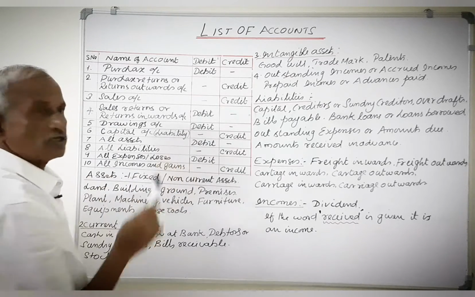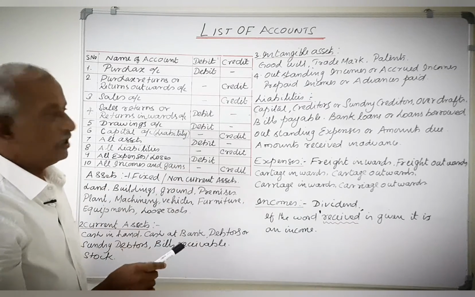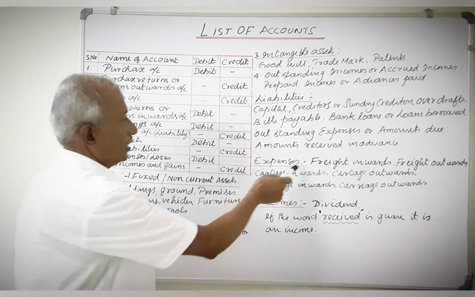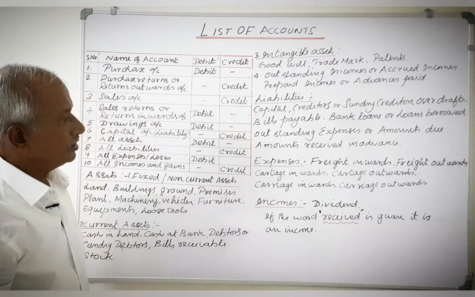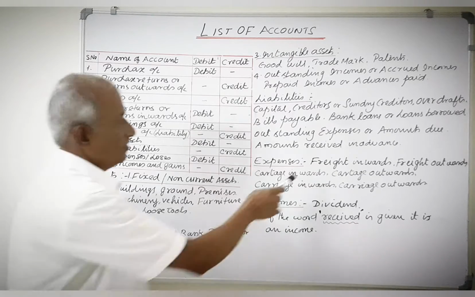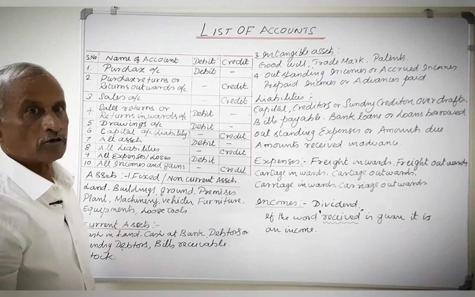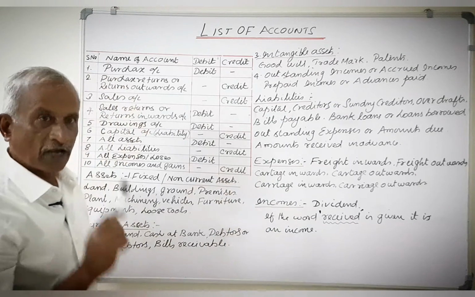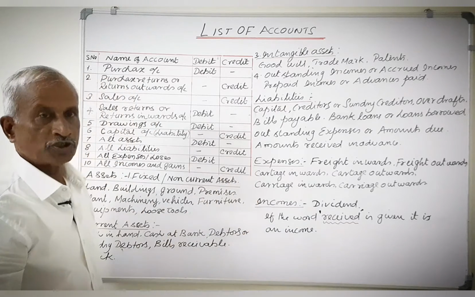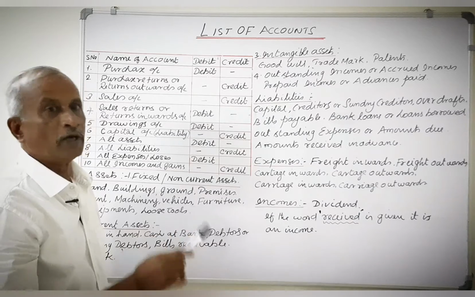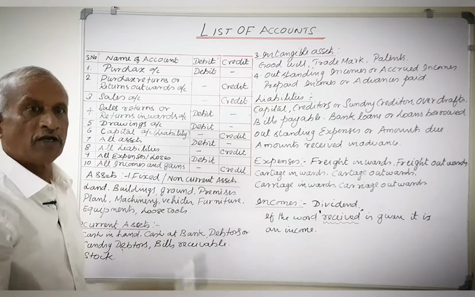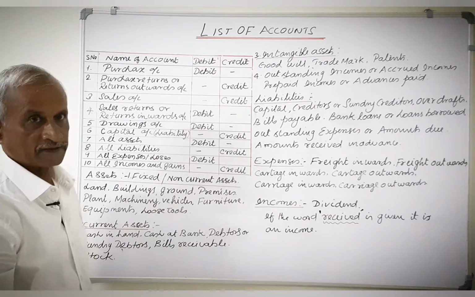Then all expenses and losses should be shown on the debit side of the trial balance, and all incomes and gains will appear on the credit side of the trial balance. Now I have given you three important expenses which need a little explanation. Freight is a transport charge paid for automobiles. Cartage is a transport charge paid for carts. Carriage is a transport charge paid for carrying the goods by human beings. All these three expenses are nothing but transporting the materials from one place to another.